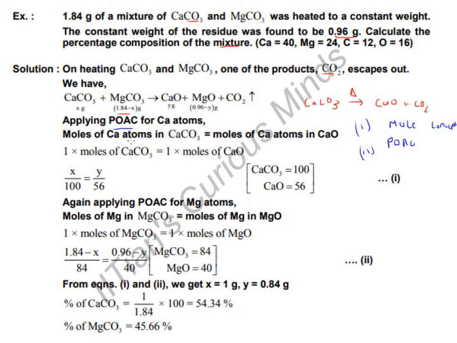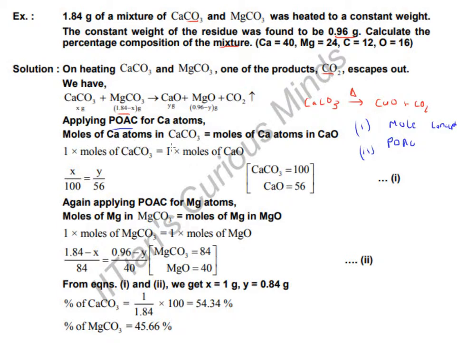Now over here we need to find the percentage composition of the mixture. उसके लिए we need to find the weights. ये x and y values निकालने हैं, right? So हमने x assume किया weight of calcium carbonate, ये 1.84 minus x, ये y of this, and ये 0.96 minus y. So since there are two variables, we'll require two equations. So we'll get equations by applying POAC. Now let us apply POAC for calcium atoms first. So you can also apply for oxygen atoms, but let us take calcium.